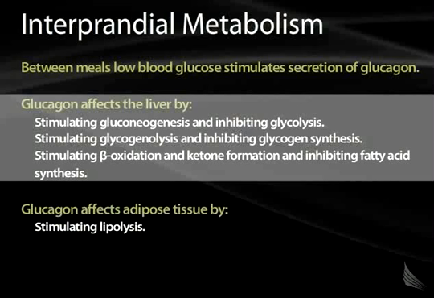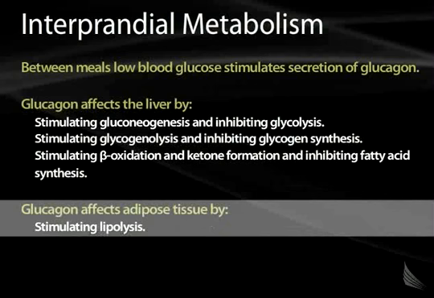Now, glucagon also phosphorylates acetyl-CoA carboxylase. This blocks fatty acid synthesis by inhibiting acetyl-CoA carboxylase. In that case, the malonyl-CoA levels fall, and when the malonyl-CoA levels are low, carnitine palmitoyl transferase is increased, and you start to get beta oxidation of free fatty acids. Glucagon also affects the adipose tissue. It stimulates hormone-sensitive lipase, which causes the breakdown of triglycerides.